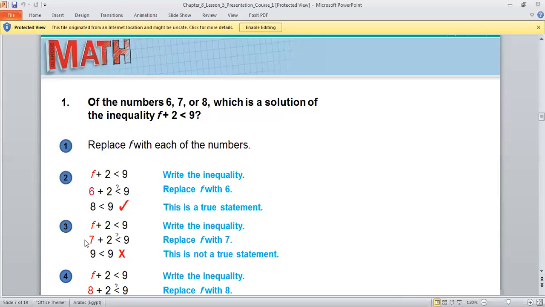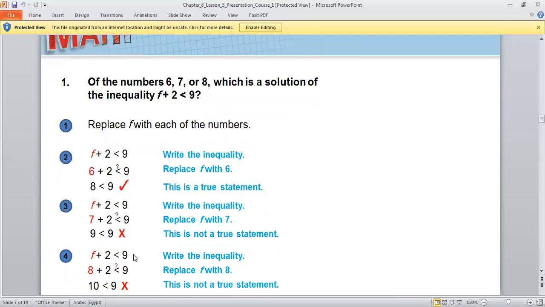So again, if I use 7, 7 plus 2 gives me 9. Is 9 less than 9? No, it is equal. So this statement is wrong.